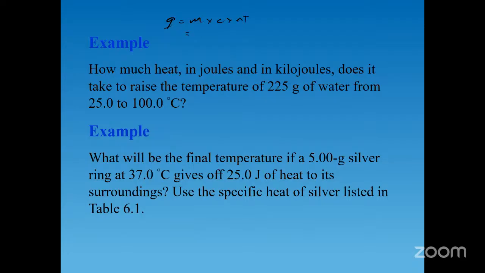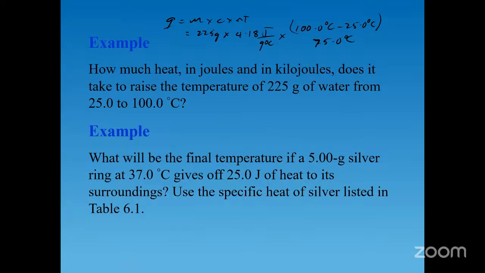So Q will be equal to the mass of the water, which is 225 grams, times the specific heat of water, which would have to be provided to you, right? So that is equal to 4.18 joules per gram degree Celsius, multiplied by the change in temperature, which is 100.0 degrees Celsius minus 25.0 degrees Celsius. And that's the change in temperature, right? And if you work it out, it is equal to 75.0 degrees Celsius, and then we go ahead and do the rest.